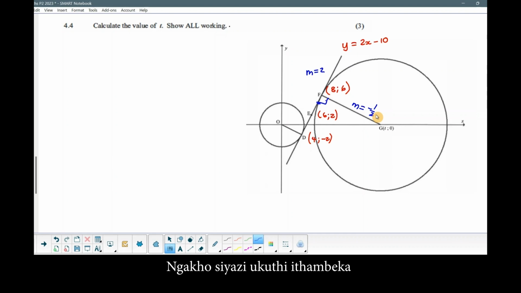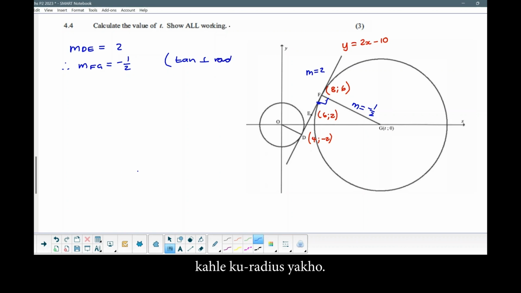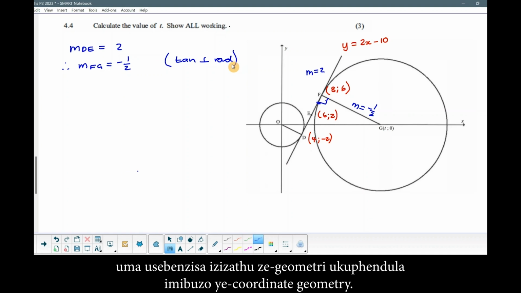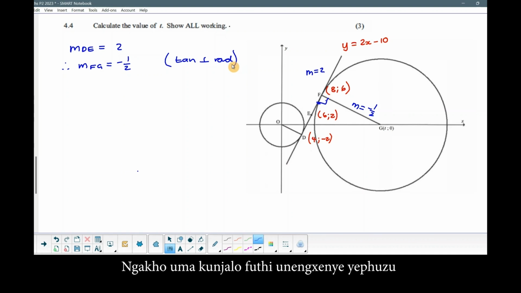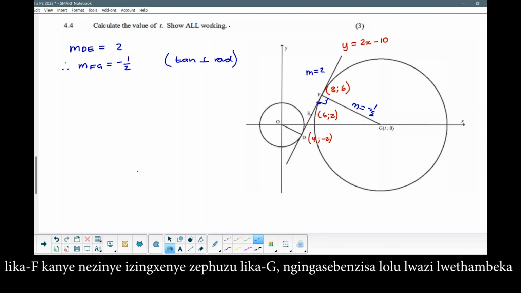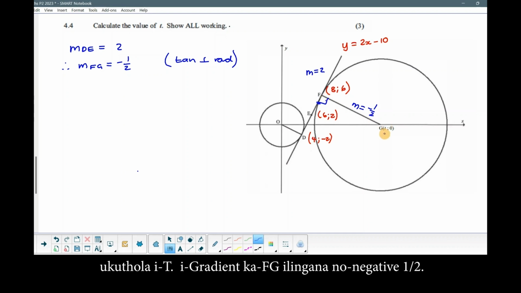So we know that the gradient of DE was equal to 2. Therefore, the gradient of FG will have to be equal to negative half. And the reason is tangent is perpendicular to your radius. And you have to write down your reasoning when you're using geometry reasons to answer coordinate geometry questions. So if that is the case, and I have point F and parts of point G, I can use that gradient information to work out t.